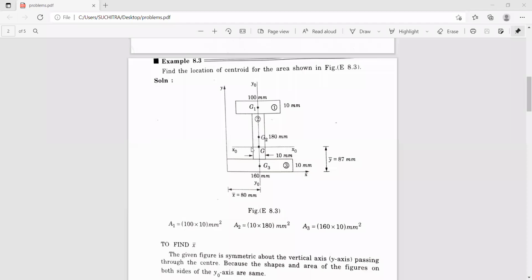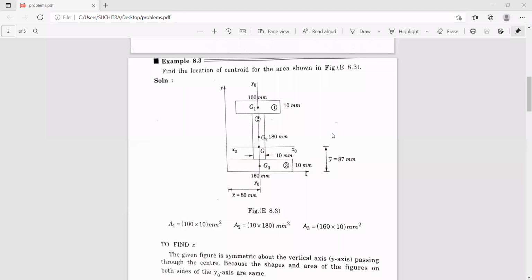So now here you have to find the centroid, that is the geometric center of this figure, G. G stands for the geometric center of the figure through which the x0 and y0 axis pass. So this G, the geometric center, has x bar measured with respect to the y axis and y bar measured with respect to the x axis.